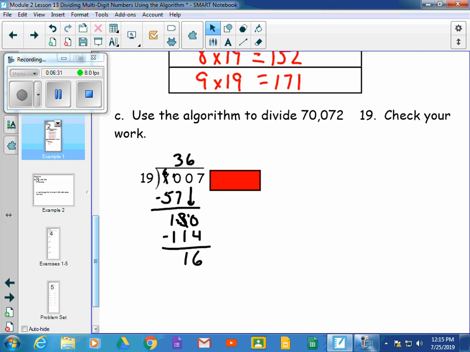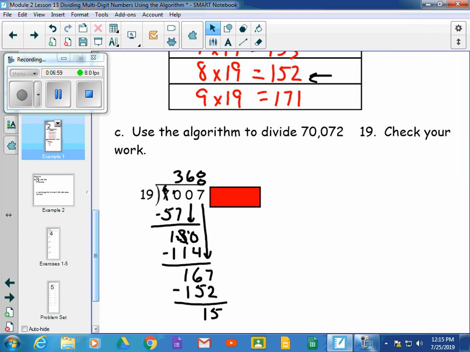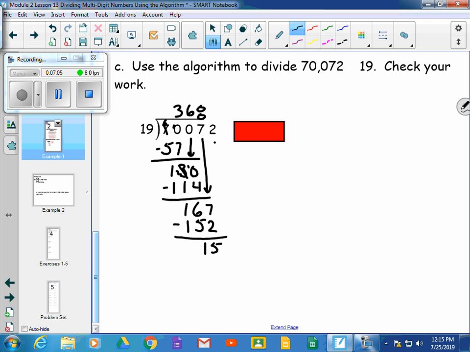Reveal the next number and bring it down. Repeat the steps. I need a multiple that is smaller but as close to 167 as possible. I can see that it will go in there 8 times. 8 times 19 is 152. I'm going to subtract. Do I have any more numbers to bring down? Yes, I do. I have that 2 yet. Got to bring every digit in the dividend down.